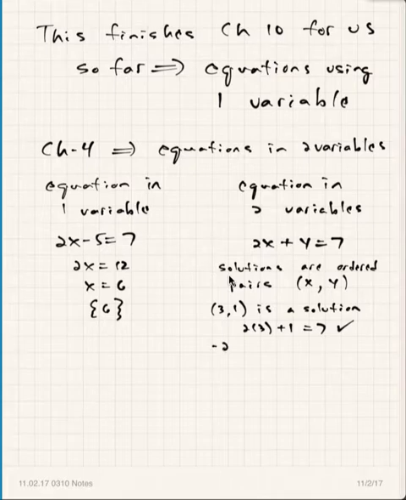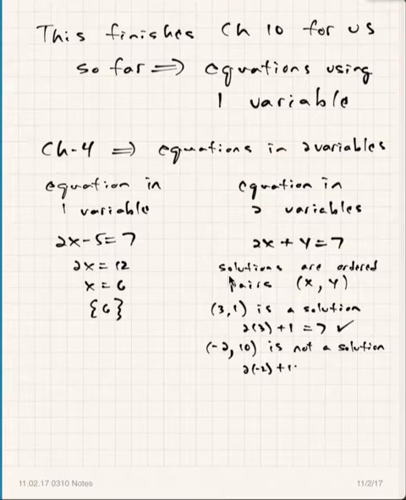Let's see, negative 2, 10 is not a solution because if you do 2 times negative 2 plus 10, right, I'm just substituting the first coordinate in for x and the second coordinate in for y. So you have 2 times negative 2 plus 10 equals 7, but that is not a true statement because you get 6 equals 7. So that's not a solution. All right, so you get a false statement at the end. 6 is not equal to 7.